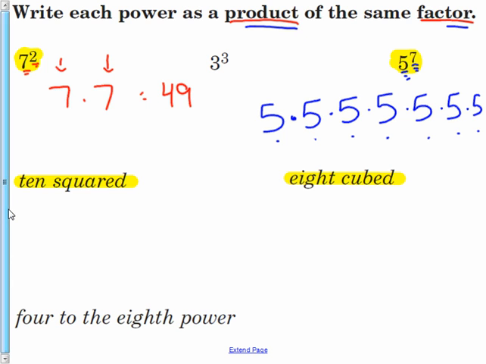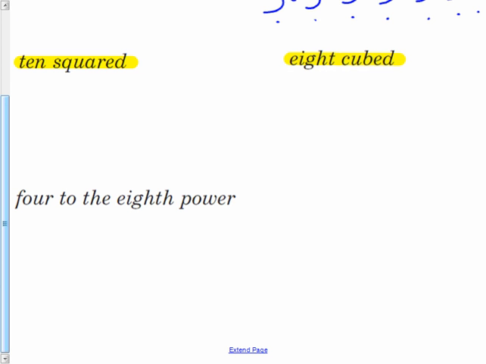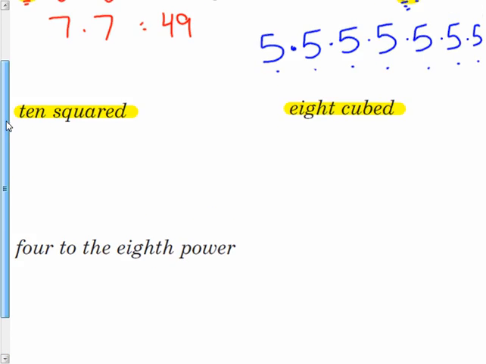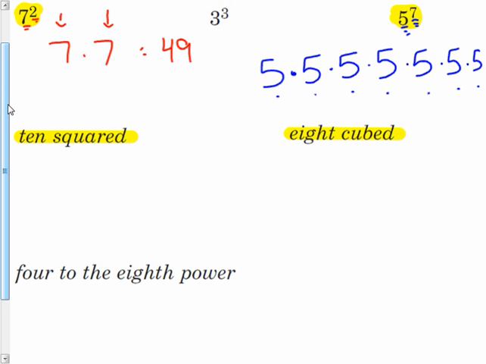Let's look at a couple more examples of this just to make sure we understand the language. Here again is 10 squared. What does squared mean? Squared means to the power of 2. So what I really have is 10 to the power of 2. And when I write that as a product of the same factor, I have 10 times 10.